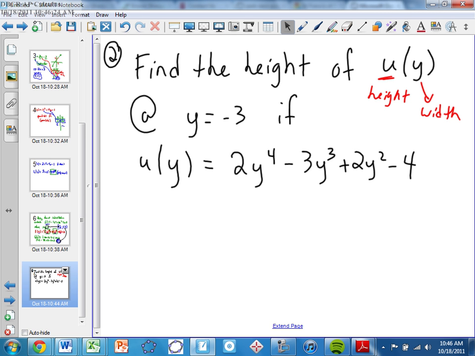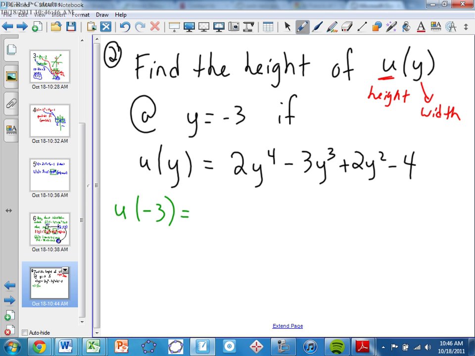Very good, Rosie. What is y in this case? What is it told? -3. And what am I asking you to find? The height. The height, which is which variable? The u. Which would be the x. Remember, last problem, the y, we were talking about the height. Keep in mind, though, for this one, what this is asking is to say find u of -3. That's what this problem is.